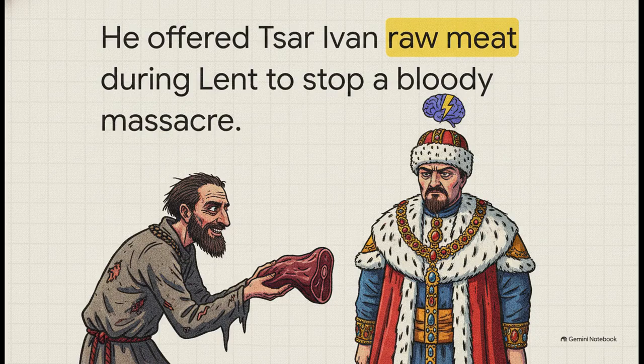Fast forward to medieval Russia, and we run into the Yurodivy, who are basically the only people immune from monarchical reprisal. Take Nicholas the Fool. He completely paralyzed Tsar Ivan the Terrible's left-brain logic by offering him a piece of raw meat. When the Tsar refused, saying he was a good Christian who didn't eat meat during Lent, Nicholas just pointed out the insane hypocrisy of fasting while marching to slaughter the innocent citizens of Pskov. That single, localized microshock literally stopped a bloody massacre.